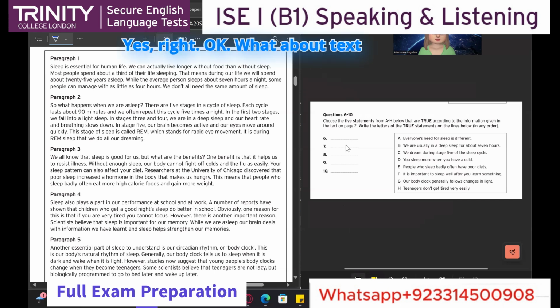Okay. What about text B? Can you read statement B, please? We are usually in a deep sleep for about 7 hours. It's false. Why do you think it's false? They were saying not.